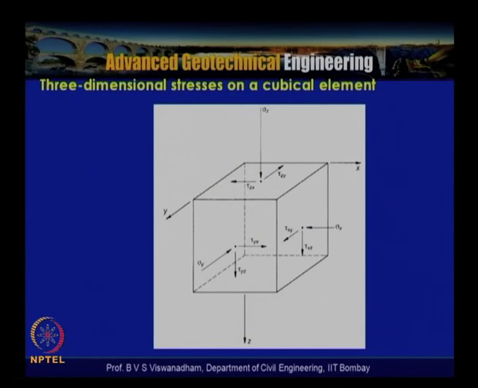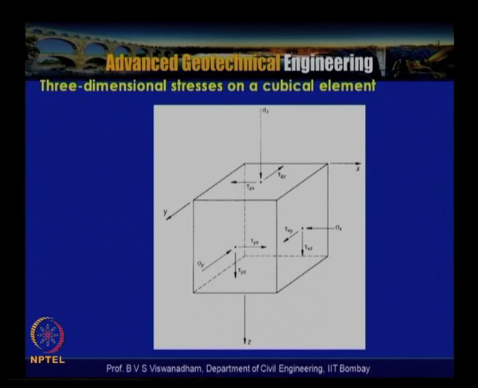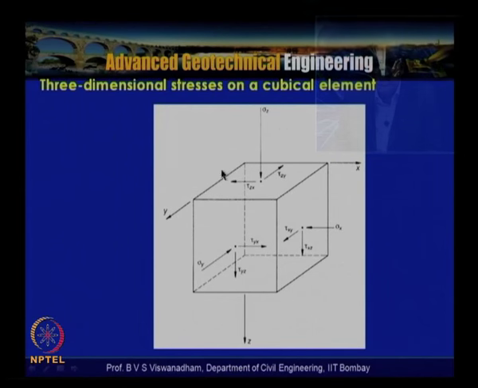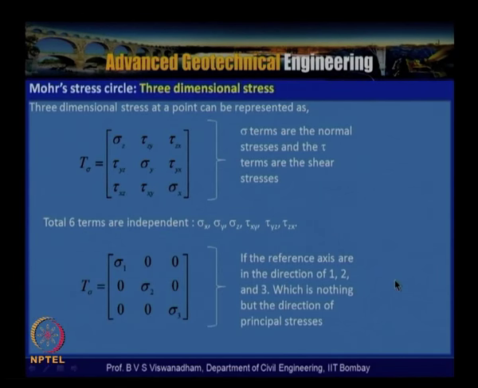Now, the three dimensional stresses on a cubical element. Suppose you consider an element within the soil; it is subjected to stresses in the x, y and z directions, and on each plane there will be one normal stress and two shear stresses. You can see that on this xy plane we have the normal stress and the shear stress tau xy and tau zx acting here, and similarly on this plane sigma y and these shear stresses are acting, and similarly on all these planes, the stresses are shown clearly on the visible planes. These are represented in matrix form like this.